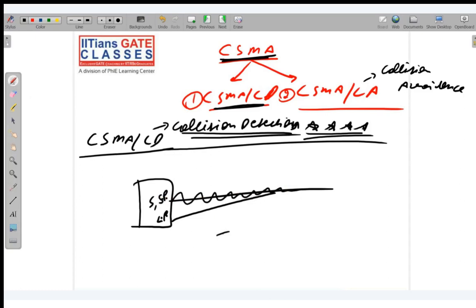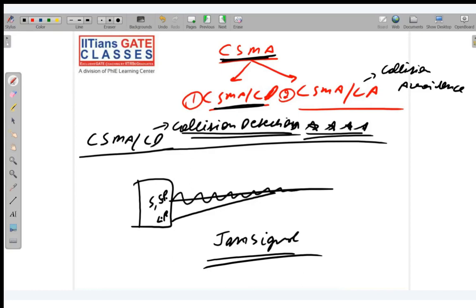It will send a jam signal. That means there is a traffic jam, that's why they call it a jamming signal. A jam signal means there is a traffic jam or there is a collision. So it will send the jam signal to all the stations informing them about the collision. Indirectly it is saying that there is a traffic jam here, so do not send data. It's just a warning kind of thing.